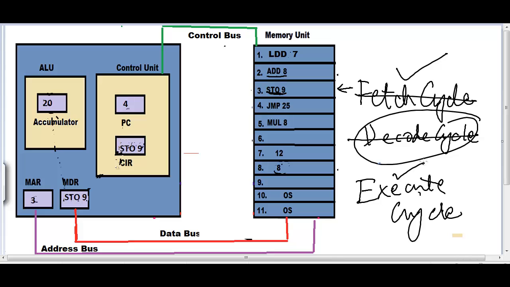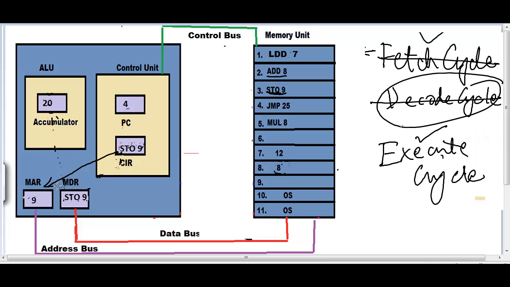As a first step, this value 9, which is part of the instruction, this address 9, is copied into the MAR. As soon as the value of the MAR is updated, the address bus is also updated. So the address bus is immediately updated with this value 9, and right now it is pointing towards this location in the memory. Now the value in the accumulator has to be stored at this location.